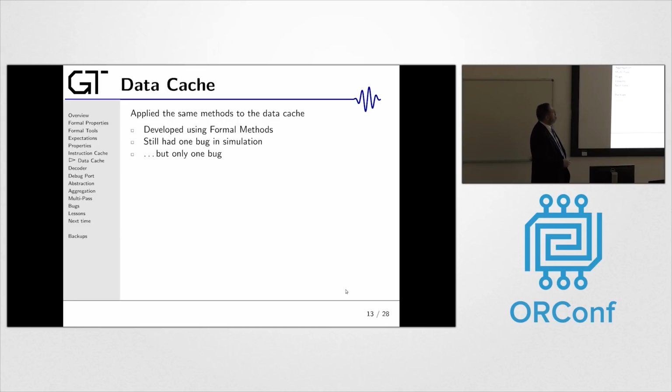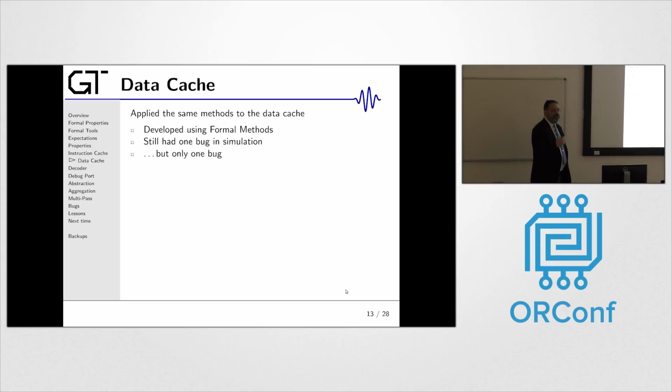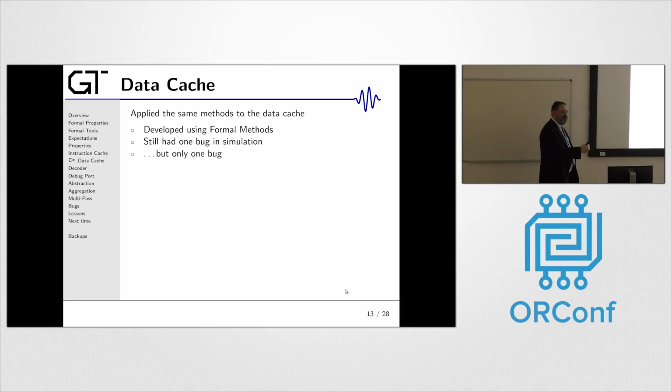With the data cache, I used the same methods. You have to modify them a little bit because the value might change. And I had one bug in simulation. I felt like I was doing so good. I verified that it would return the right value, but I never verified that it would return a second value. It left the busy flag high after returning the value. Oh, got close. But it was only the one bug. So the formal verification got me most of the way there.